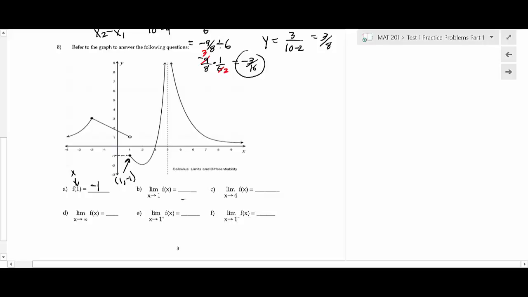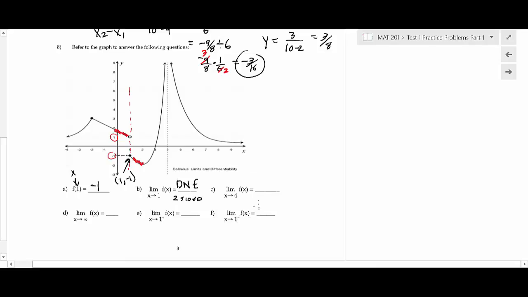Okay, part B is a two-sided limit. You have to know the notation we've learned. So we're going to look at x goes to 1, so I'm just going to put a line through that. And if you go from the left, that limit's going to approach 1. If you go from the right, that limit's going to approach a different number. So we're going to say that that limit does not exist.